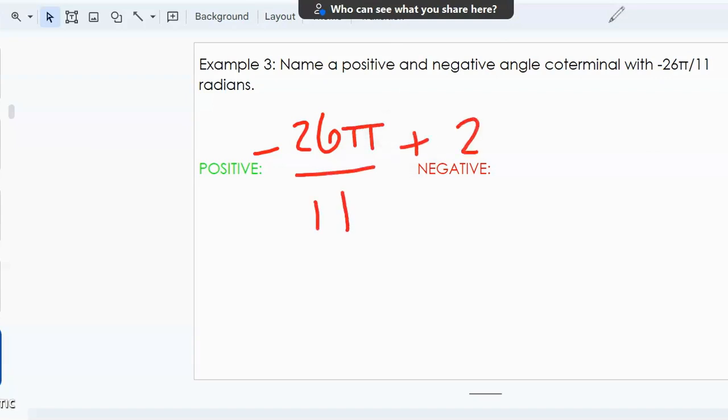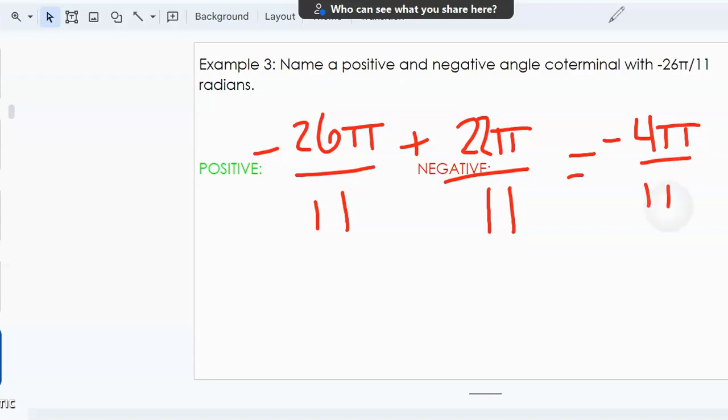Here we go. Negative 26 pi over 11. I'm adding 2 pi over 1. Okay, the bottom we changed to 11. The top we changed to 22. There we go. So now I add them together, and that's going to get me negative 4 pi over 11. Now we've got a slight issue. We cannot stop and say this is our positive coterminal angle because this number isn't positive.